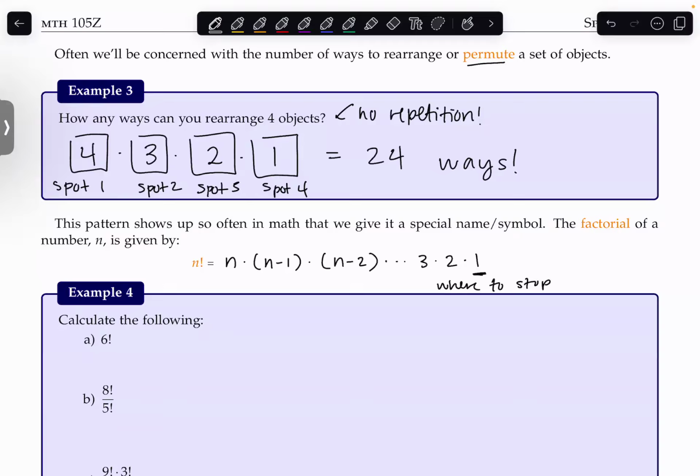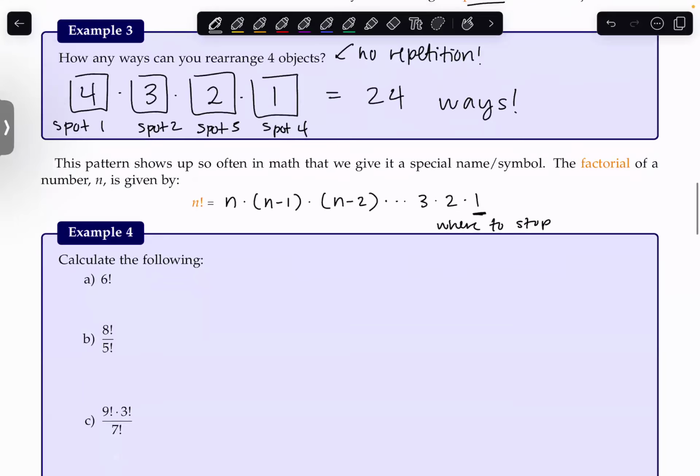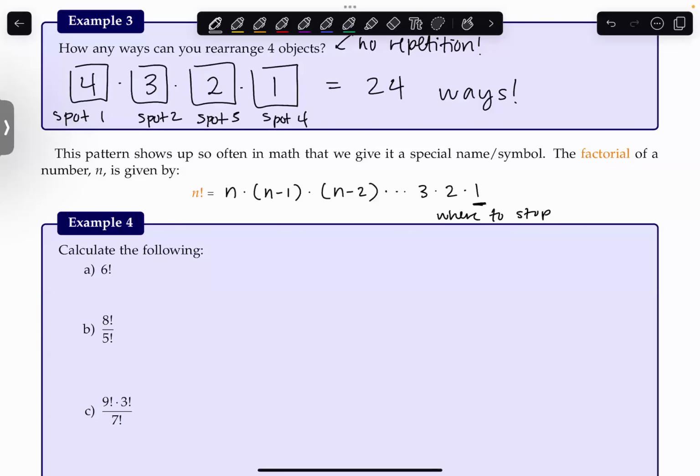Okay, so let's see how to calculate some of these numbers by hand and just really practice what this notation means. And then we'll also talk about how to find this in the calculator. Although I do expect you guys to be able to do this by hand, we can use the calculator as a way to check our work.